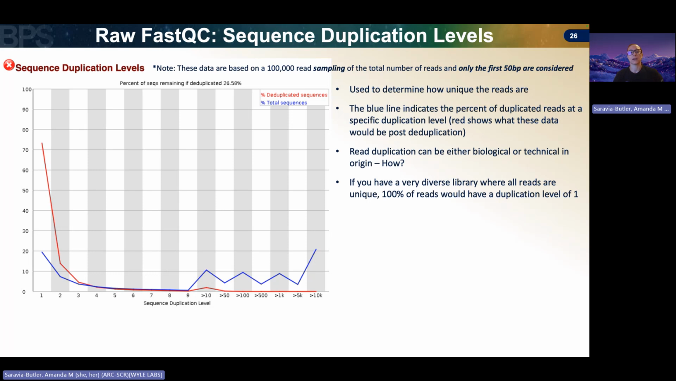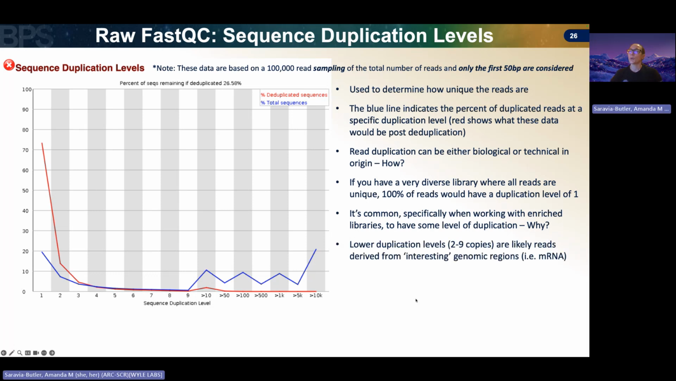The amount of duplication will depend, of course, on the sequencing assay that we're performing. So it's common, specifically when working with enriched libraries, to have some level of duplication. Again, if it's enriched, that means that you are looking at a particular region of the sequence, so you would expect it to have duplications. Lower duplication levels, in the 2 to 9 copies range, could likely be derived from either PCR technical duplications, or from interesting genomic regions.